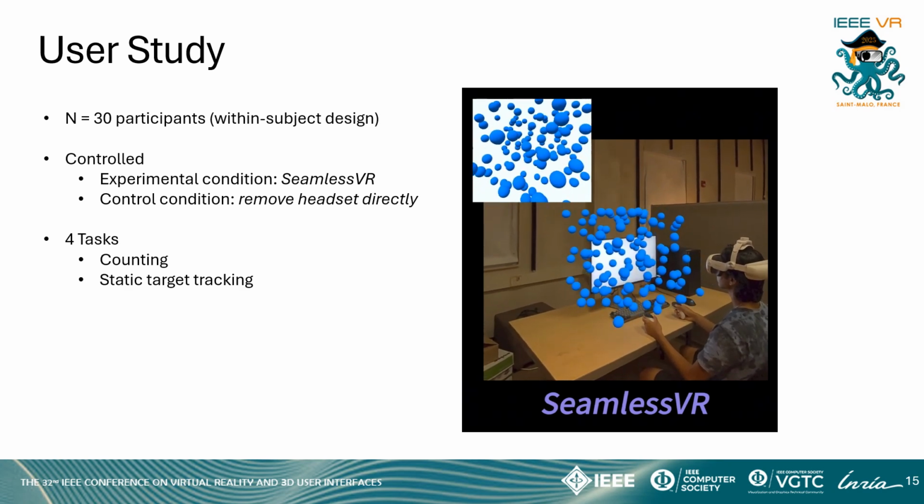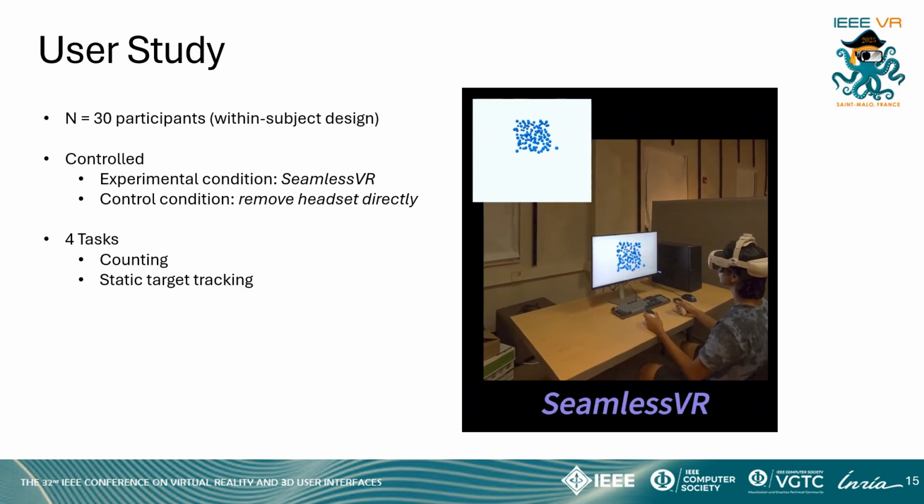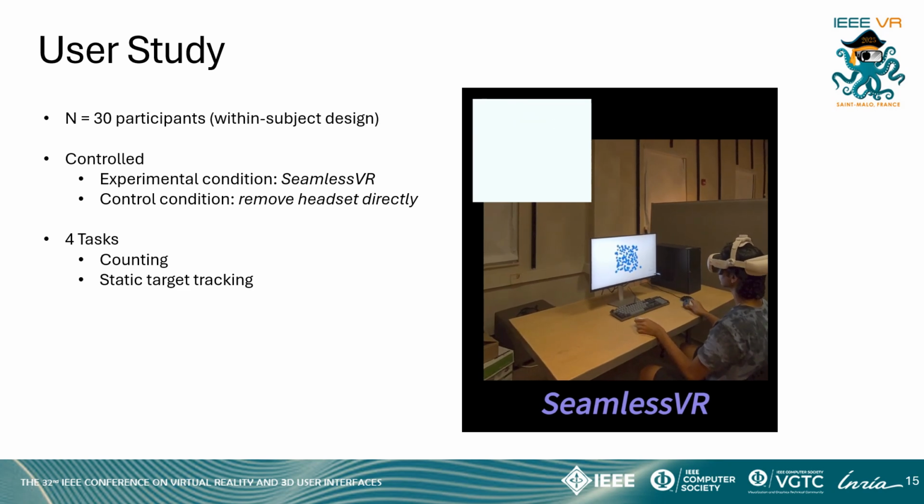Here is the experimental condition. The smooth transition should help keep track of the highlighted sphere.